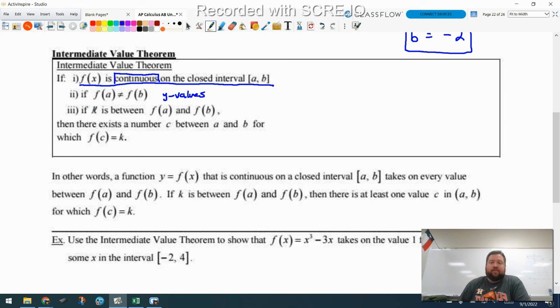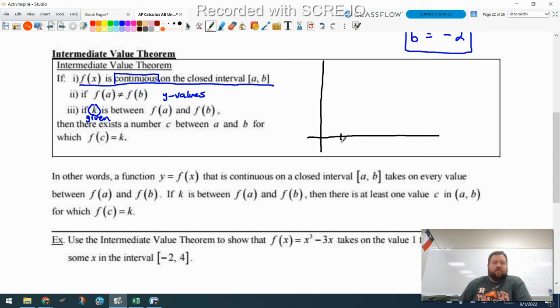All right, and then they're going to give you a y value. So if k, this is given in the problem, is between your other two y values, then that means that there exists a number c that is between a and b for which f of c is equal to k. All right, so that conclusion is a little confusing without a visual. So let's look at a visual.